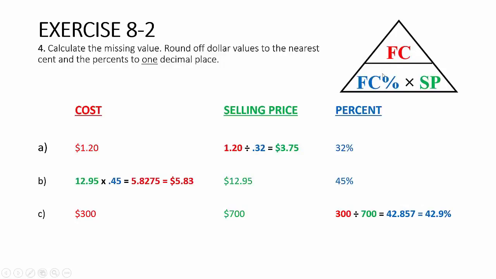And finally, in C, we're looking for the food cost percent. To do the food cost percent, we must have the food cost and the selling price. They're on top of each other, so we divide. There is the cost, there is the selling price. Cost divided by selling price gives us a food cost percent of 42.9%.